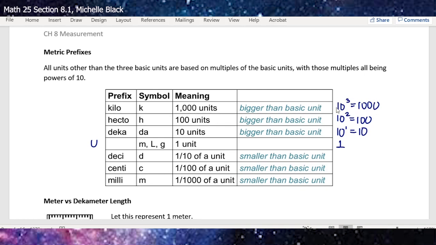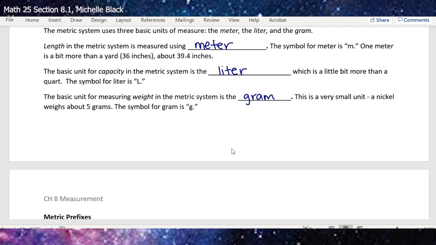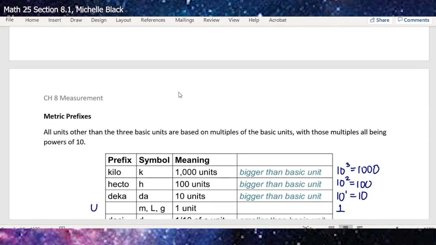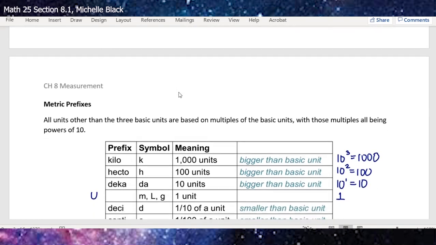So a kilometer is obviously very, very large, as it's the same as 1,000 of our meters, which we saw earlier. It's just a little bit longer than a yard. So imagine if you had 1,000 yards. Even bigger than that would be a kilometer, or an even longer length would be a kilometer.